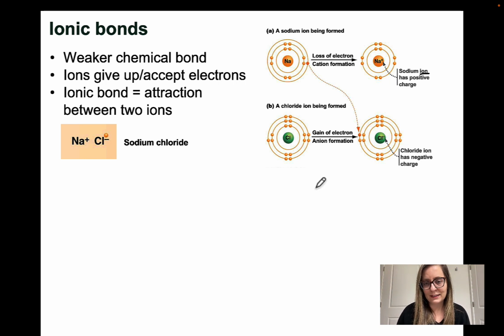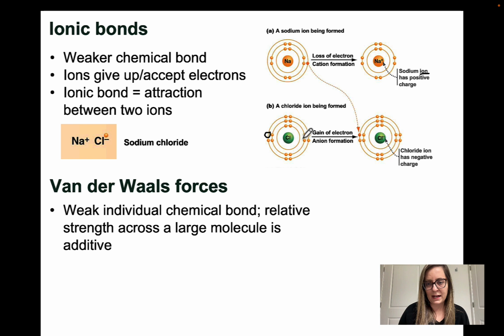Chloride is more likely to accept an electron. So it has 1 unpaired electron in its valence shell, and so it's usually going to pick up an electron, which gives it a slight negative charge. So we have these 2 ions, sodium and chloride, and one has a positive charge, one has a negative charge, and they interact with each other, and this forms an ionic bond.